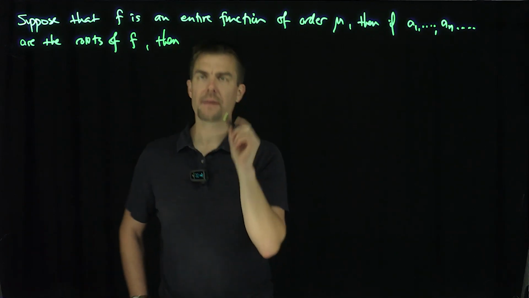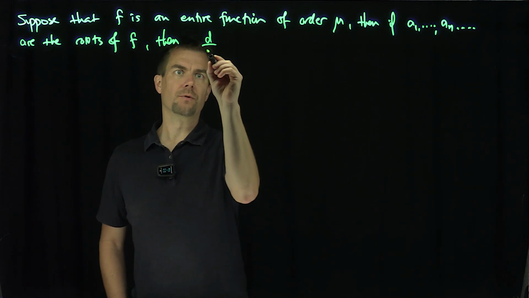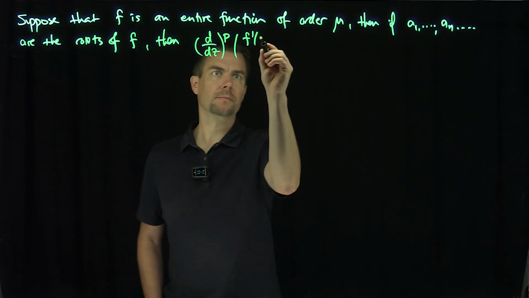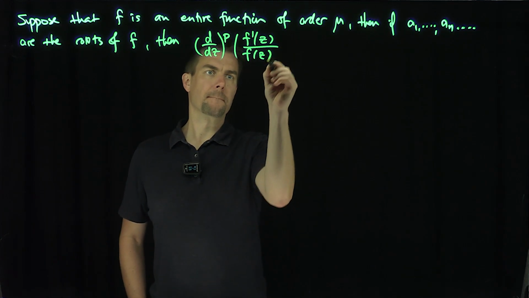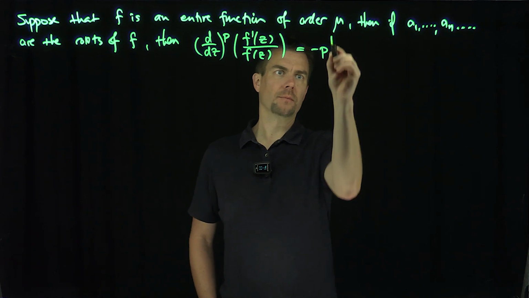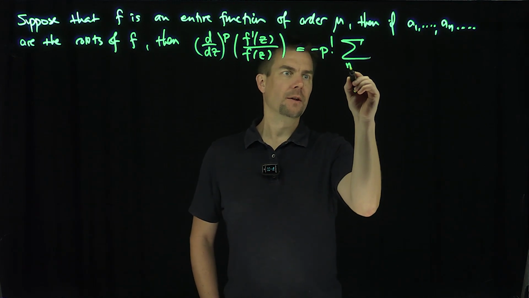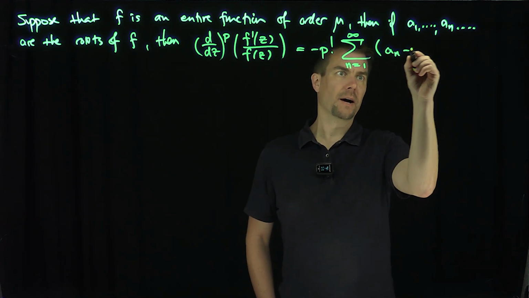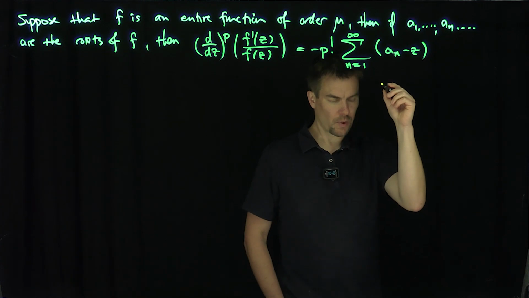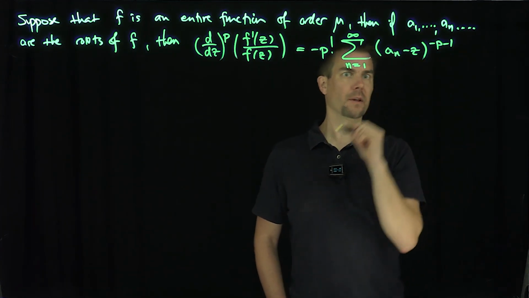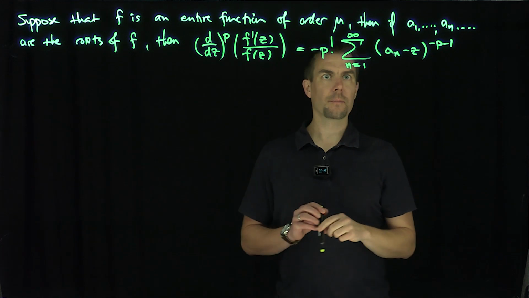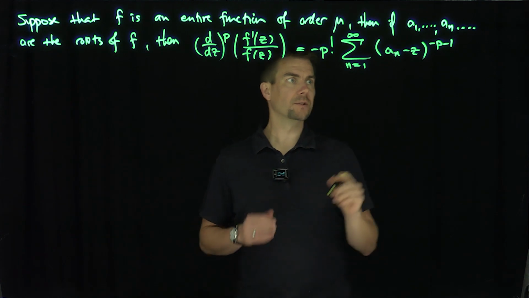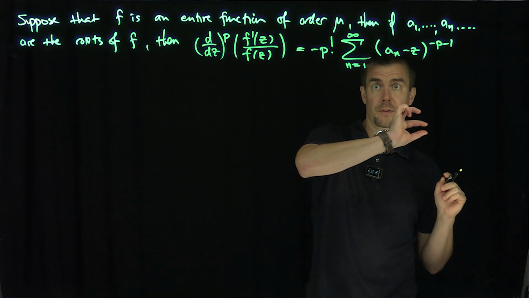then we have that if I do the derivative p times of the logarithmic derivative of f, this is negative p factorial times the sum, n goes from 1 to infinity, of an minus z to the power negative p minus 1, like that. In this case, the pth derivative. Okay, excellent. So that's how it depends on p in this formula over here.